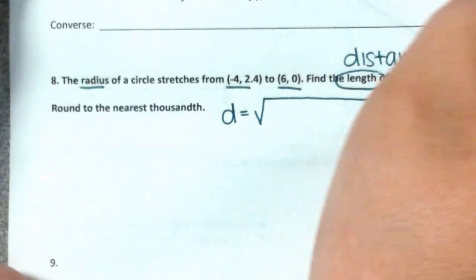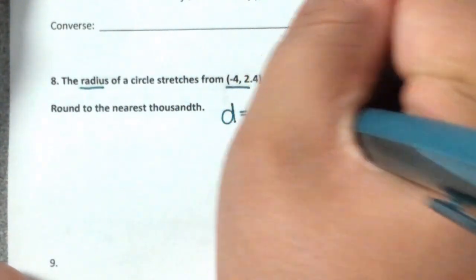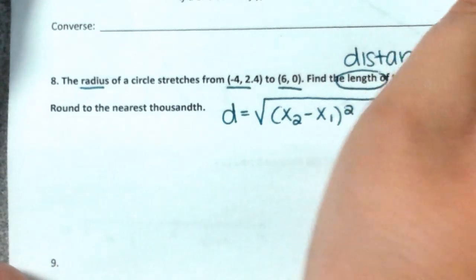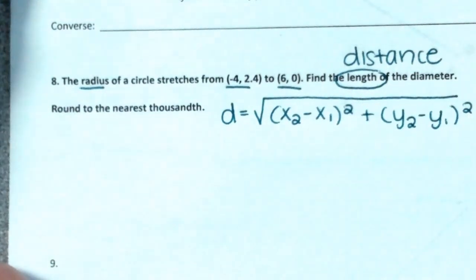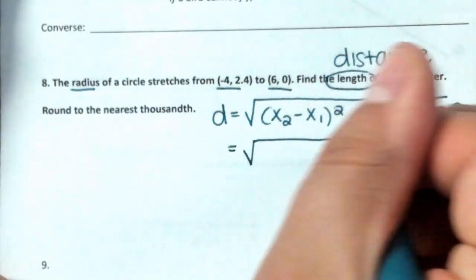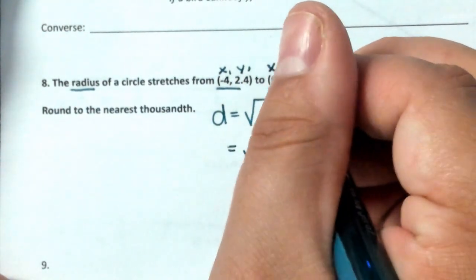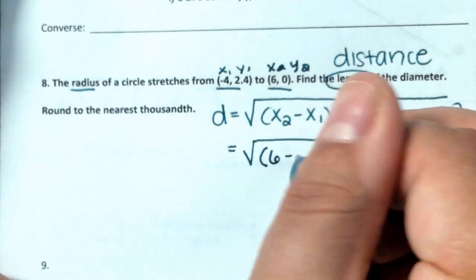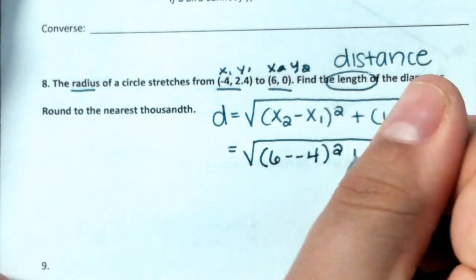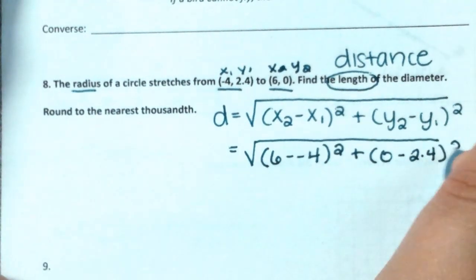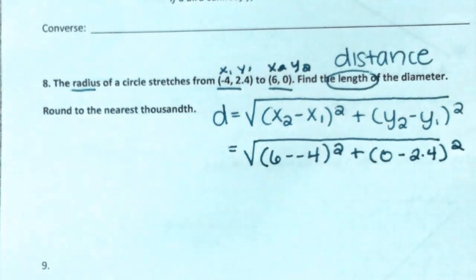You need to have that memorized. Remember, that's x2 minus x1 squared plus y2 minus y1 squared. All right, and then it doesn't matter which one you plug in for which. So I'm going to make this my x1, y1, x2, y2. If you do it backwards, that's fine. So 6 minus negative 4 squared plus 0 minus 2.4 squared. Is everybody okay with that?